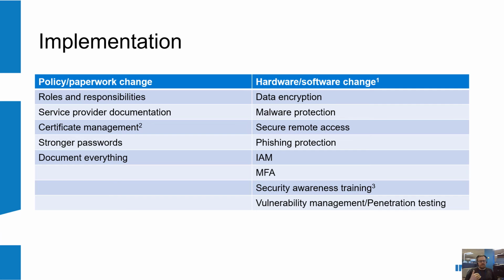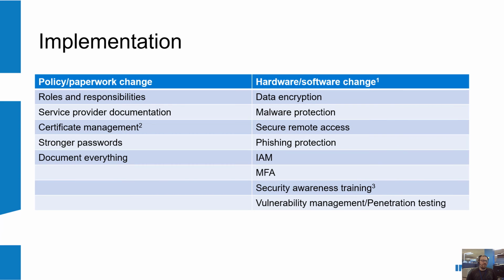You get the picture. Basically, policies and paperwork changes have to do a lot about identities and that sort of thing. It's your roles and responsibilities. It's documentation from your service providers. It's certificate management, stronger passwords, and documenting every little thing that's going on. The hardware-software changes, these ones pretty much have to be something that's happening with hardware or software, is data encryption, malware protection, secure remote access, and phishing protection. Those are all mentioned somewhere in there as things you need to have, and you pretty much have to do those digitally. As well as identity and access management.